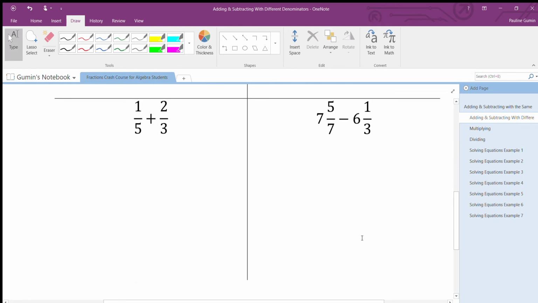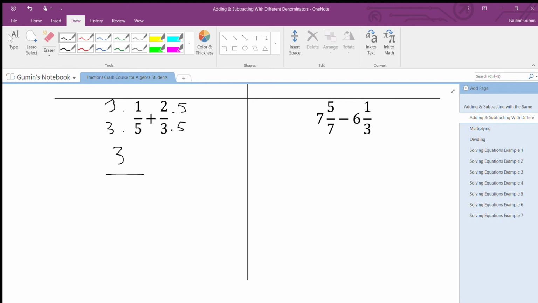All right, so these two I'm going to do with what I call the foolproof method. This foolproof method is, if we have two fractions with two different denominators, and you just cannot think of what that common denominator could possibly be, you can multiply the first fraction by the denominator of the second fraction, and the second fraction by the denominator of the first.